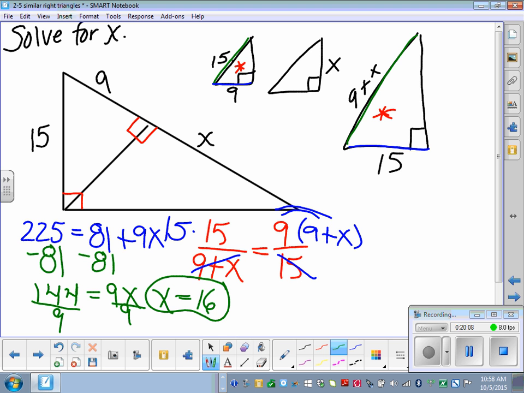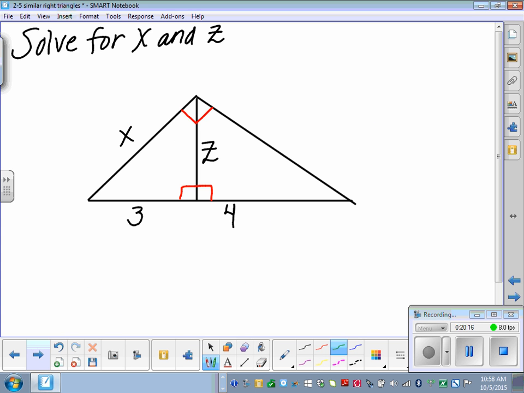Questions? Okay, let's do another one. A little bit harder. It will get easier though. Looking at this one, it says solve for x and z. So we have our huge right triangle, our small right triangle, and our medium right triangle. First of all, I always look to see if I can solve using a geometric mean.